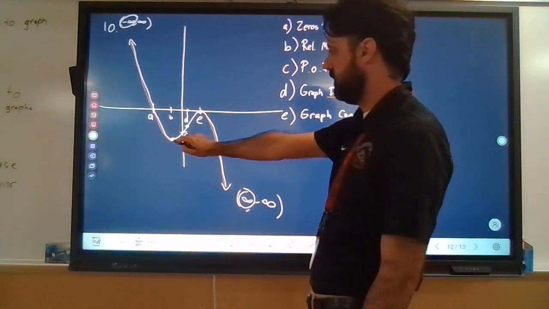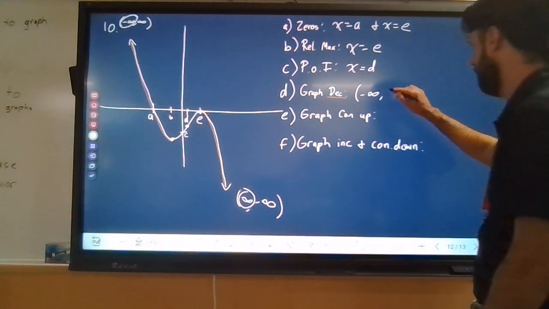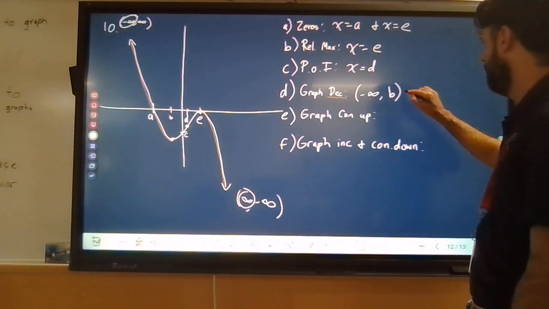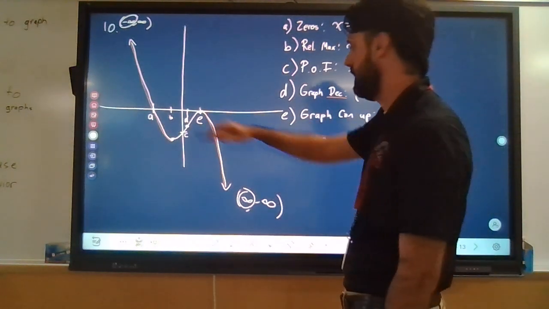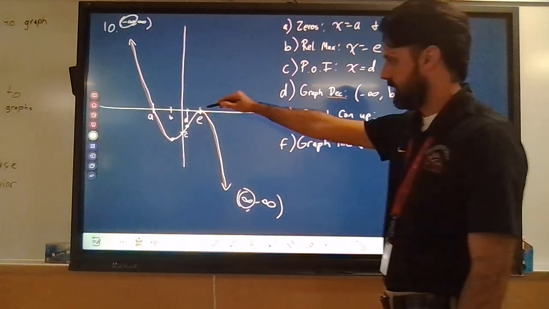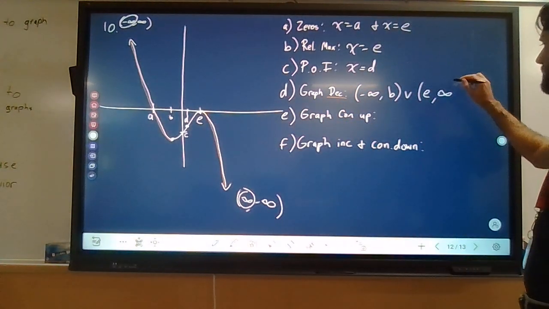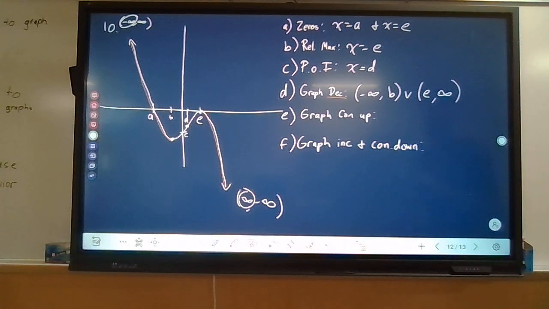It stops decreasing at x equals b. Then it starts decreasing again at e. And it stops when we get to x equals infinity. And so that would be our interval notation right there for when the graph is decreasing.